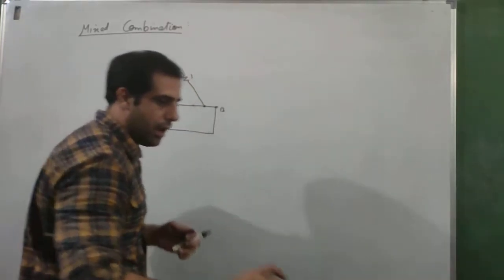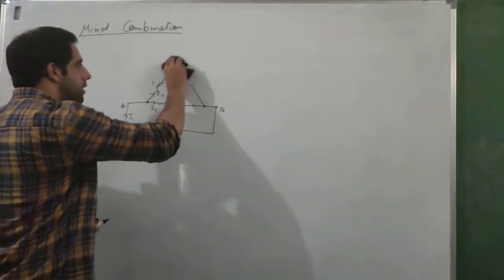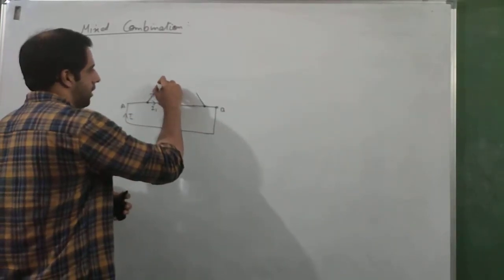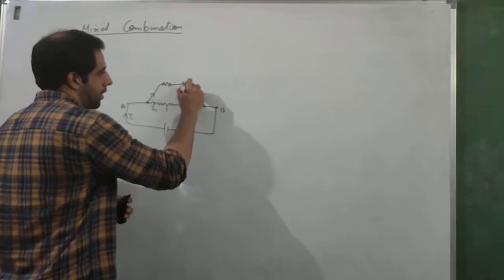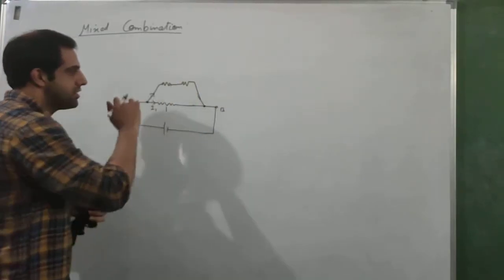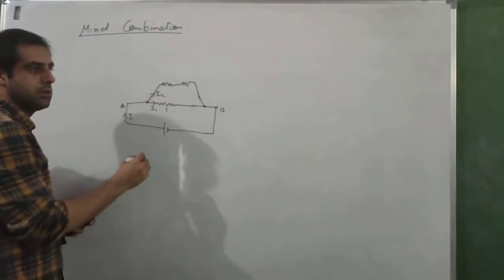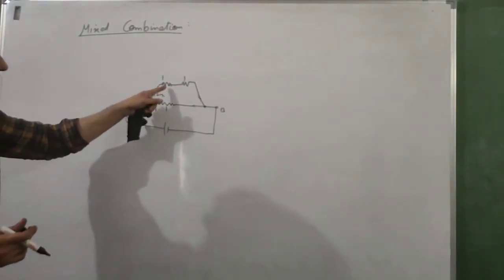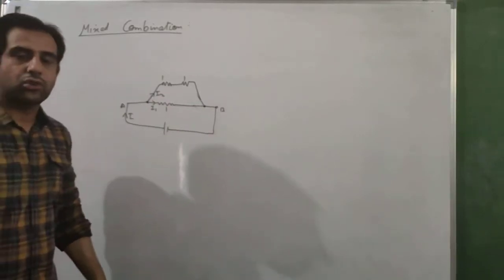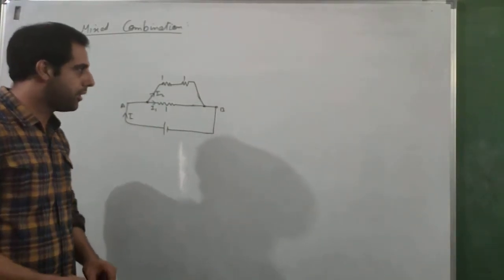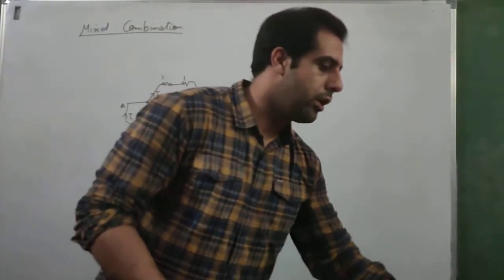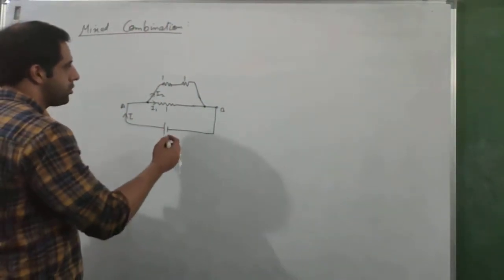So if I redraw this circuit, I can redraw it like this. The 2 resistors can be redrawn like this. So now it becomes easier to understand that these 2 resistors were always in series combination, and these 2 branches are in parallel combination. Now it becomes easier for you to solve.